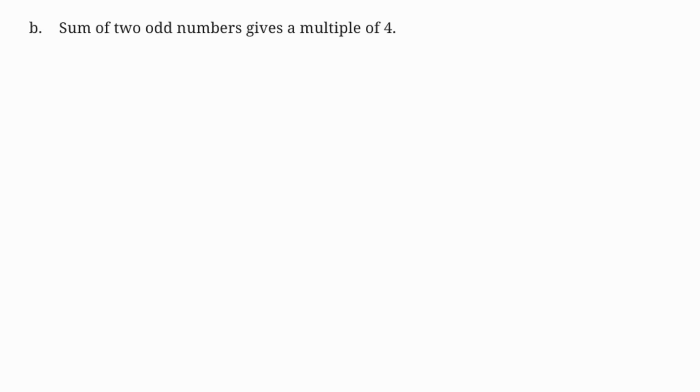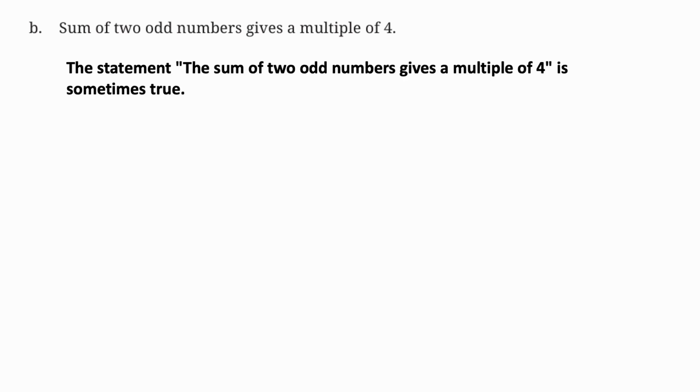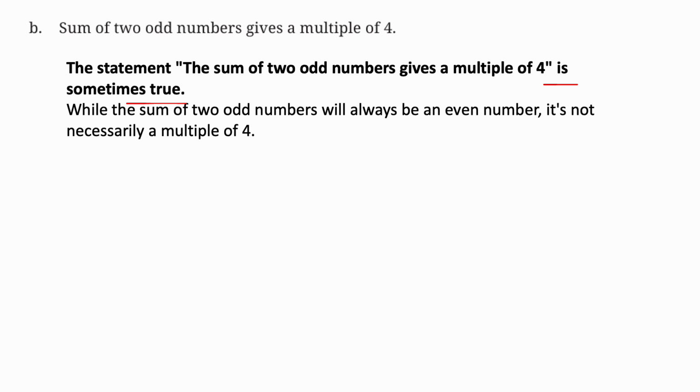Next one: the sum of two odd numbers gives a multiple of 4. The statement is sometimes true. While the sum of two odd numbers will always be an even number, it is not necessarily a multiple of 4. See an example for a true case.